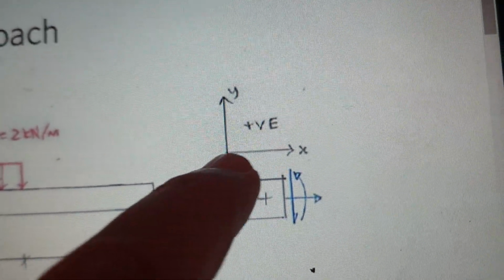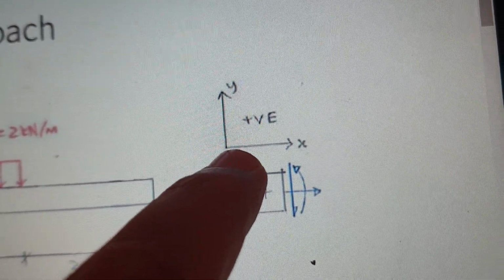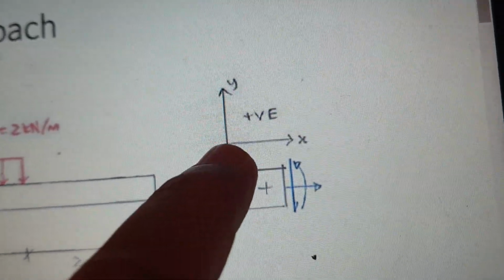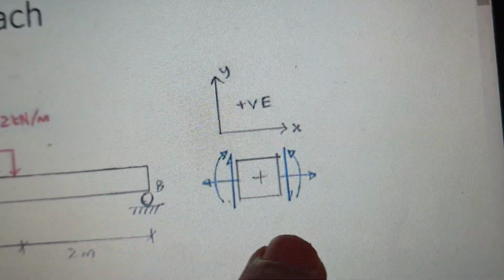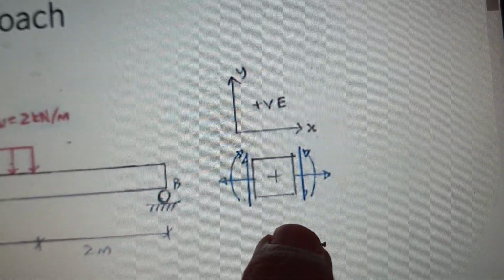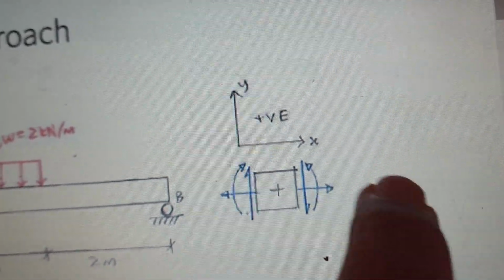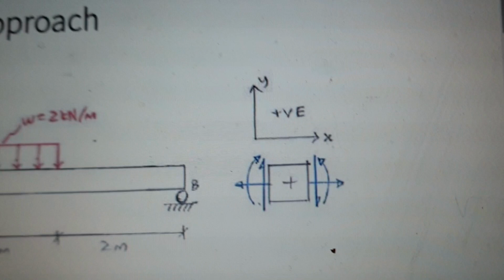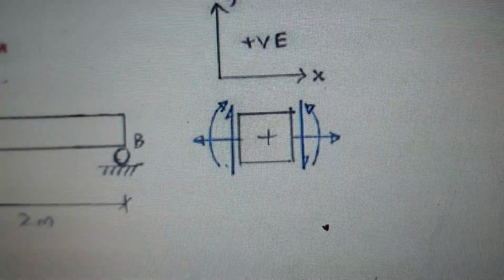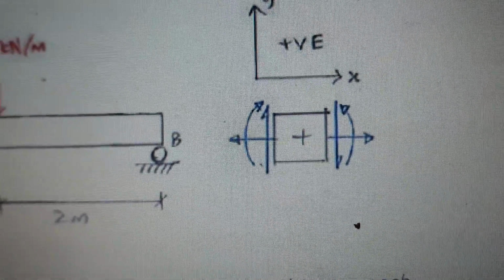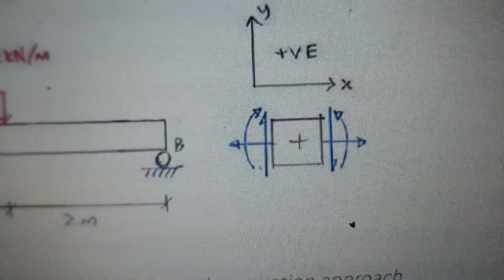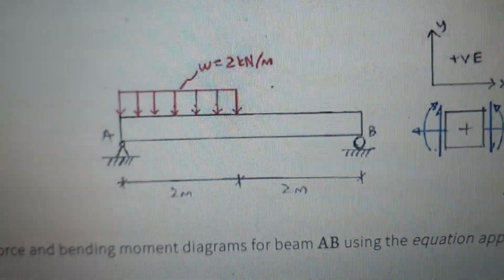The moment, if it's going like this, clockwise, it's positive from here. And if it's going like this, it is also positive. If it's a pull, it's positive. If it's compression, it's negative. So let's understand this technique and this theory, and let's solve for the shear moment diagram for this one using the equation approach.